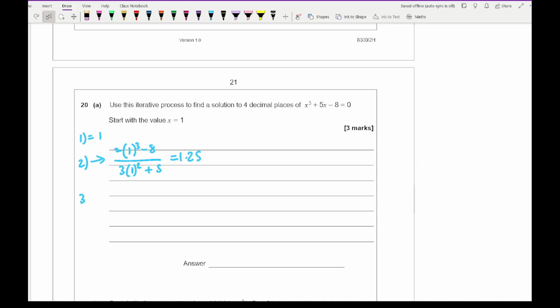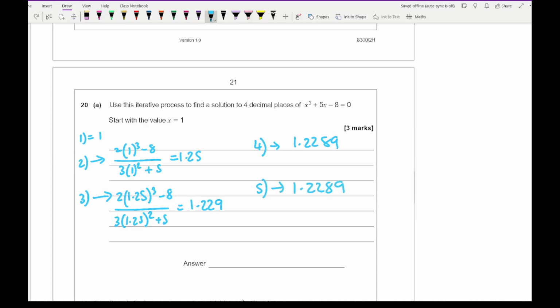I then, for the third value, do 2, and this time I'm going to use the previous answer, which is 1.25 cubed minus 8 all over 3 lots of 1.25 squared plus 5, and that gives me an answer of 1.229. And again, looking at the next one, with the fourth value I get 1.2289, and then for the fifth value I get 1.2289, and that's where it starts to stabilize to 4 decimal places. So the answer then is 1.2289.